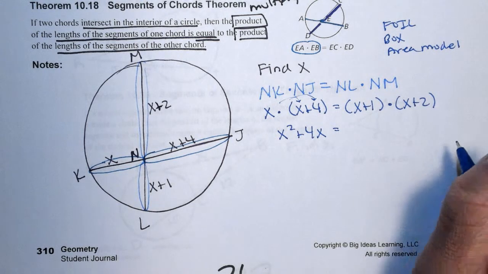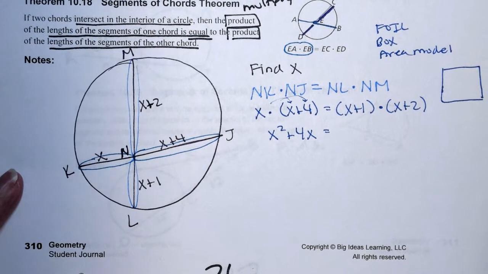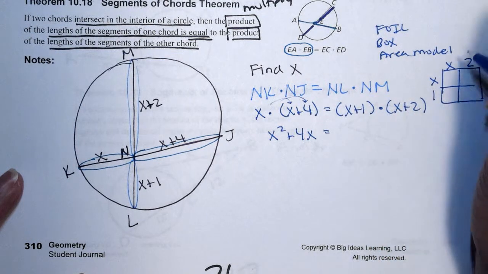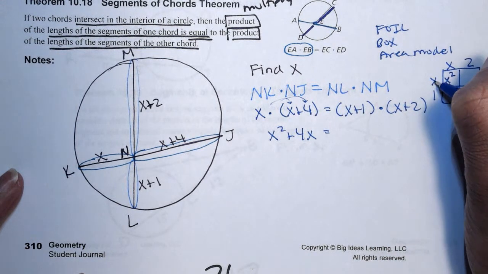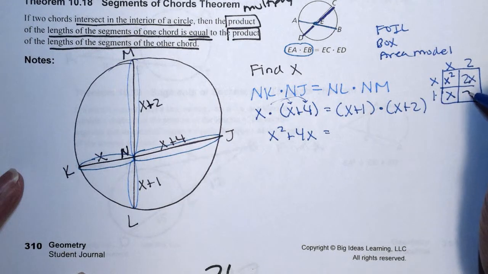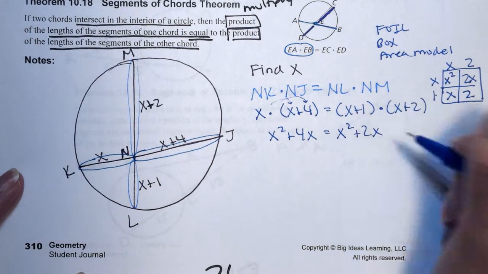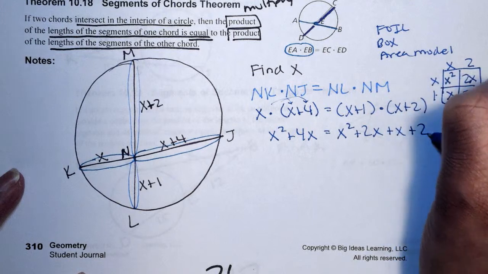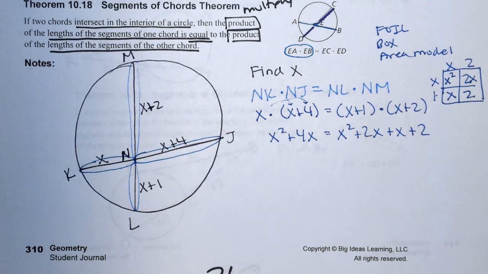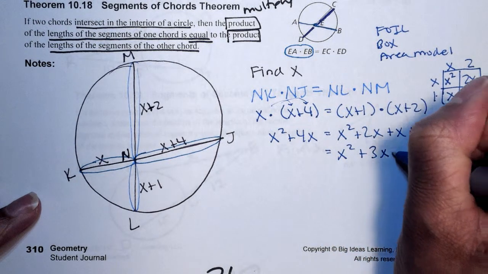And then this one, you may use area model or use FOIL or things of that nature. So if I wanted to use the area model, or a box method, I have x and 1 and then x and 2. So I have x squared. In my next box, I have 2 times x, which is 2x. 1 times x is just x. And then 1 times 2 is 2. And so I have x squared plus 2x plus x plus 2. Now I can combine like terms on just one side. So I have x squared plus 3x plus 2.